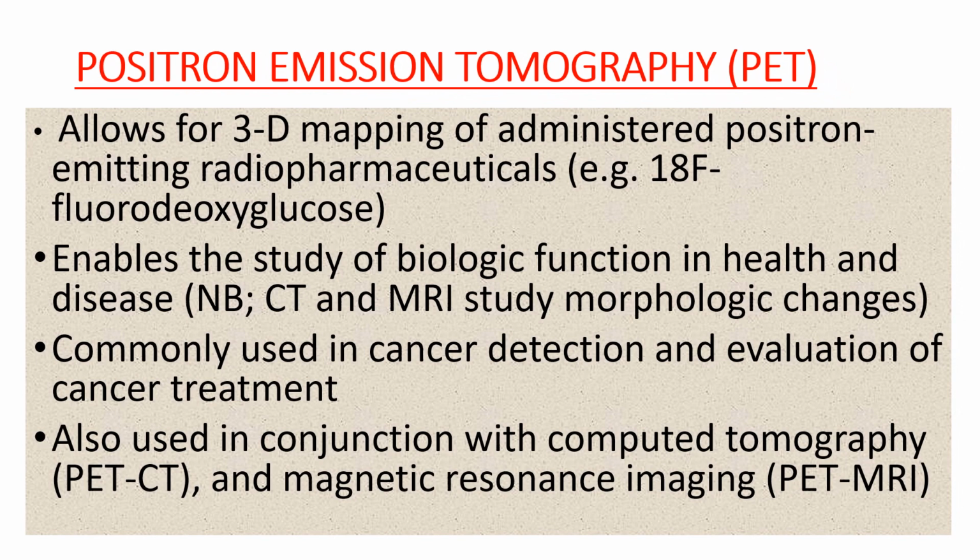Positron emission tomography, PET. This modality allows for 3D mapping of administered positron-emitting radiopharmaceuticals, an example of which is 18F fluorodeoxyglucose. It enables the study of biologic function in health and disease, in contrast to modalities like CT and MRI that study mainly morphologic changes. It is commonly used in cancer detection and evaluation of cancer treatment. PET can also be used in conjunction with computed tomography, and in this case it is called PET-CT, or when it is used in conjunction with magnetic resonance imaging, it is called PET-MRI.